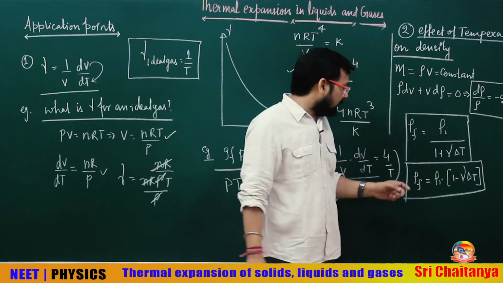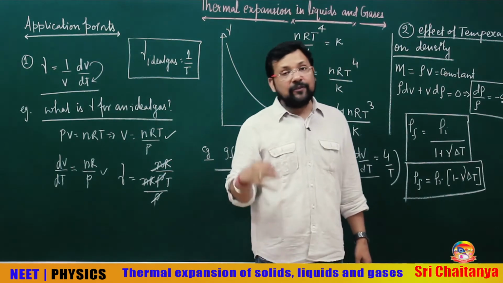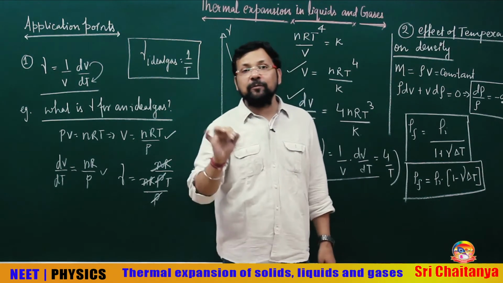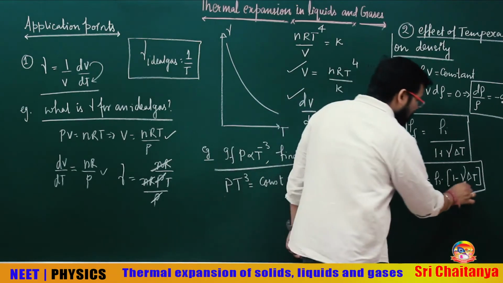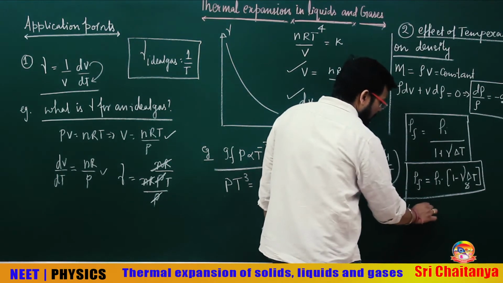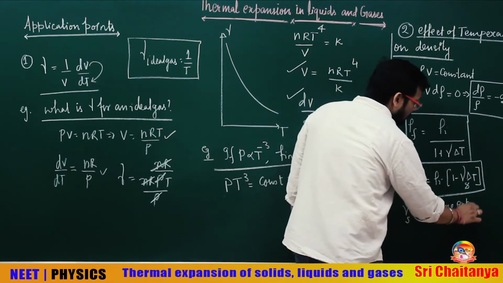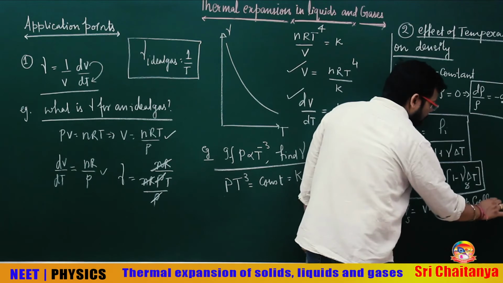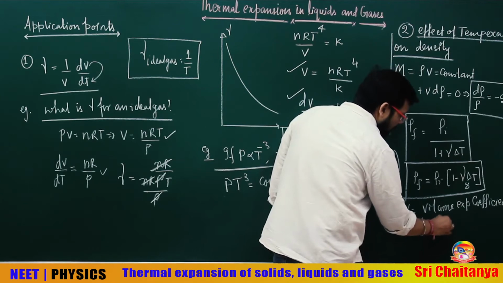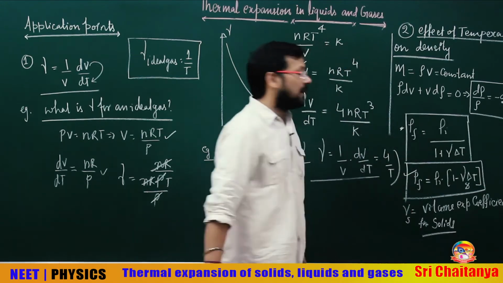So let me tell you one thing. This formula, 1 minus gamma delta T, is only applicable for solids. If in the question liquids are given, gases are given, you have to write rho final is equal to rho initial into 1 plus gamma delta T. You cannot write this. So this is for solids. So gamma S is the volume expansion coefficient for solids. Solids you can use this. This you will have to use for liquids and gases.